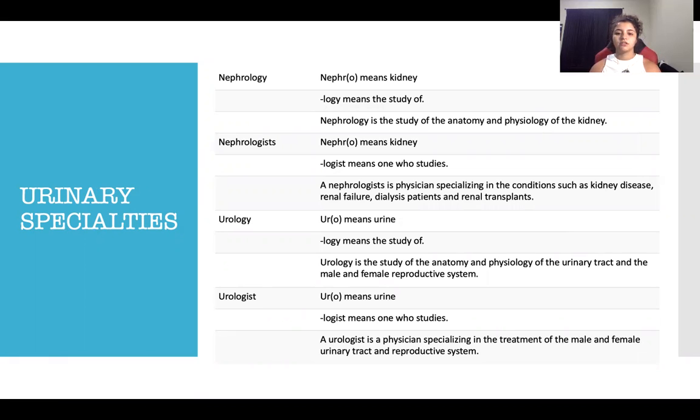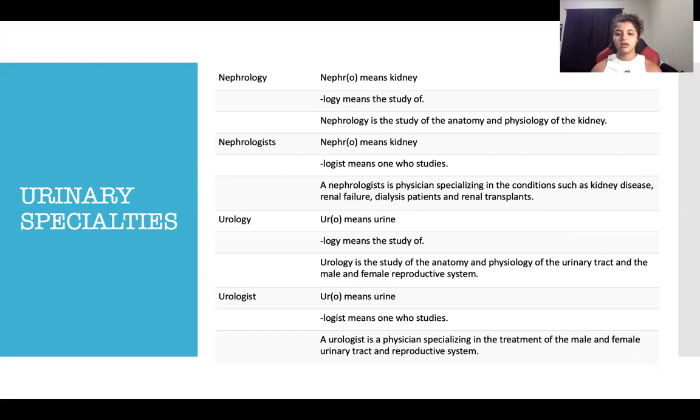And for nephrologist, the breakdown, nephro means kidney, logist means the one who studies, and together it means a physician specializing in the conditions such as kidney disease, renal failure, dialysis patients, and renal transplants.